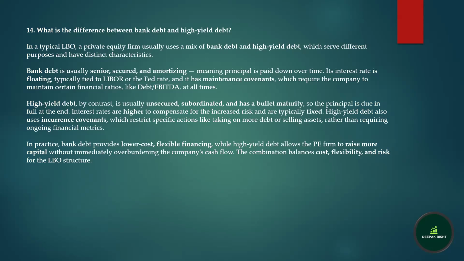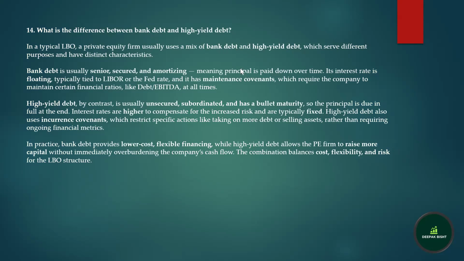And in the context of a leveraged buyout, the combination of both types of debt allows the private equity firm to optimize the capital structure and balance the cost of debt with financial flexibility. So I hope this is clear. We have discussed this in detail now: debt, bank debt, and high yield debt.